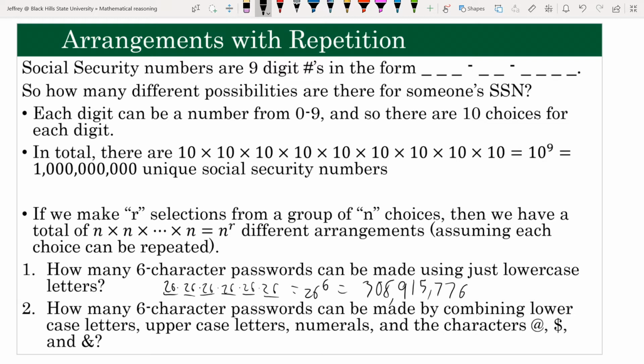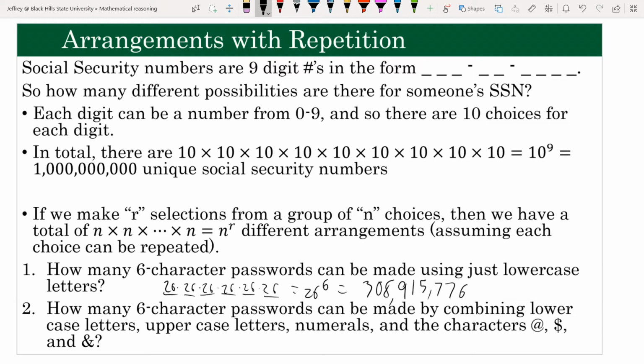Now, of course, this is still including having all the letters being the same, so we could have all of them being A's or all of them being Z's and so forth. But what if we try and make this so we can combine more things? What if we include lowercase, uppercase, numerals, and 3 special characters?